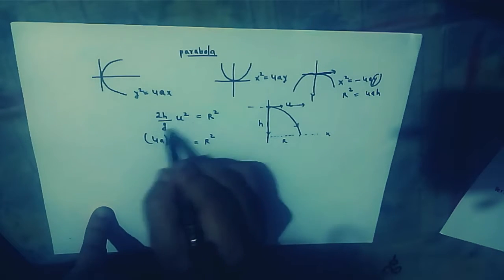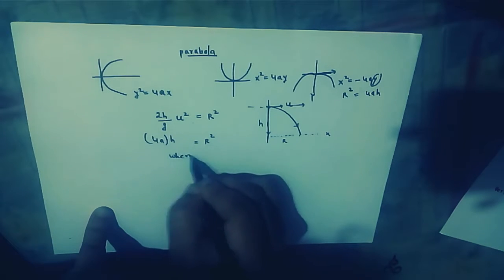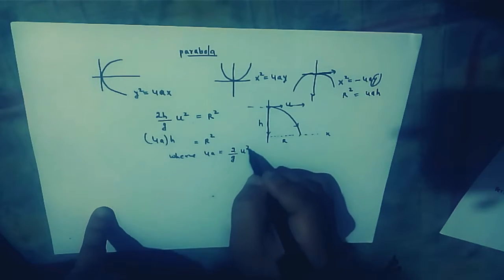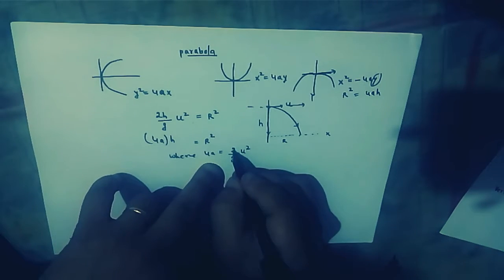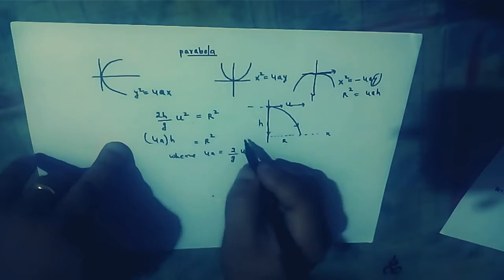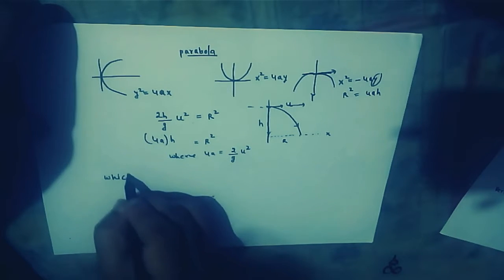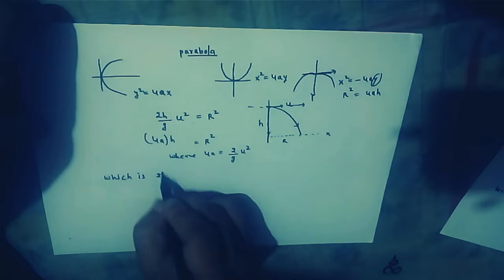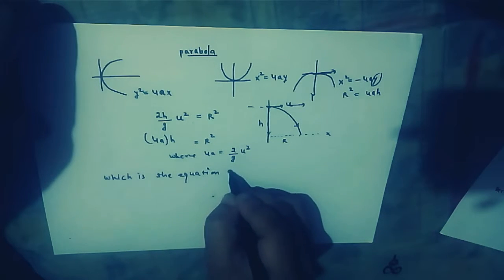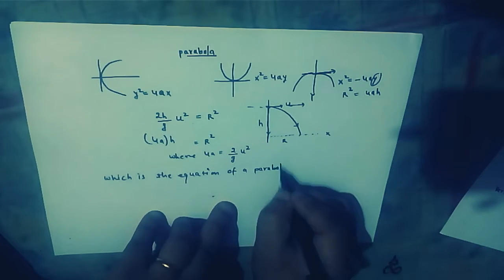So it resembles this equation: r square is equal to some 4a h. What is 4a here? 4a here is 2 by g of u square. So if you replace 2 by g u square with 4a, you will get this equation, which is nothing but the equation of a parabola, right?